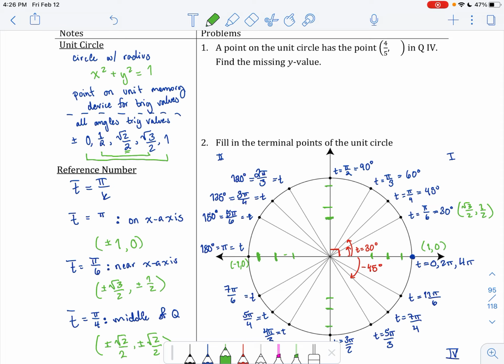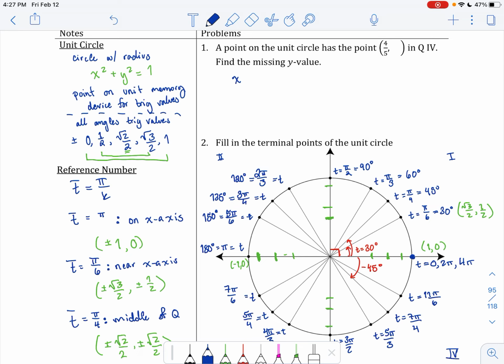So let's use some of these problems that you're going to have. Now, number 1 and some of your homework for this first day are going to be relatively straightforward. So like number 1, a point on the unit circle has the point 4/5 in quadrant 4. Find the missing y value.